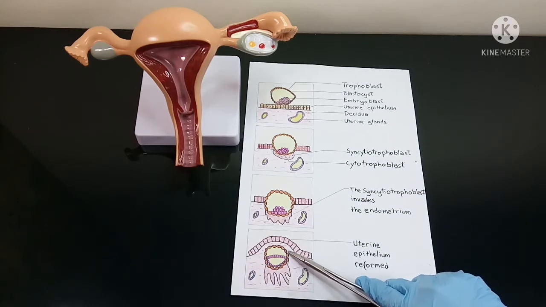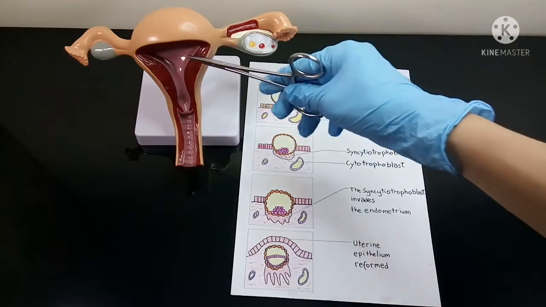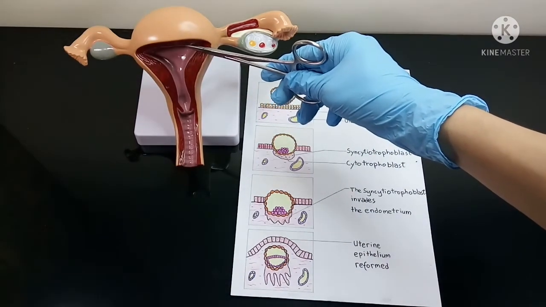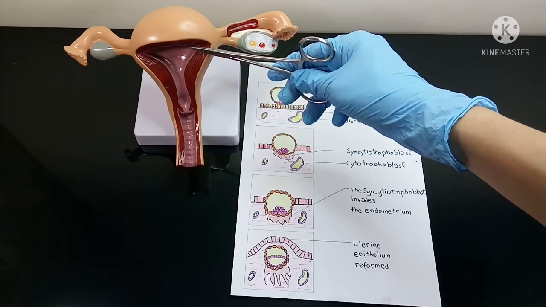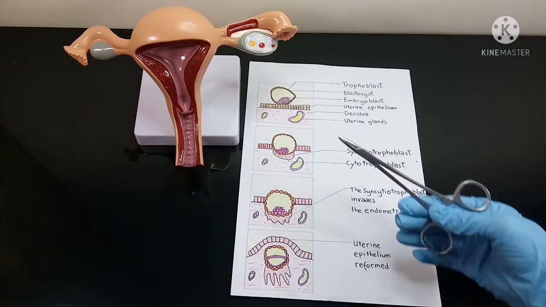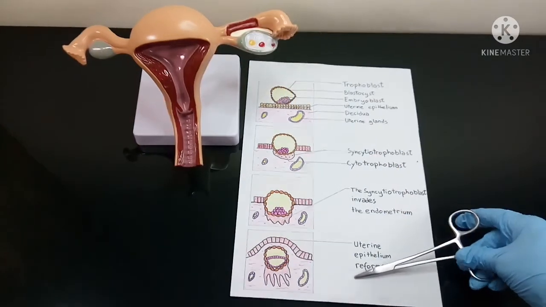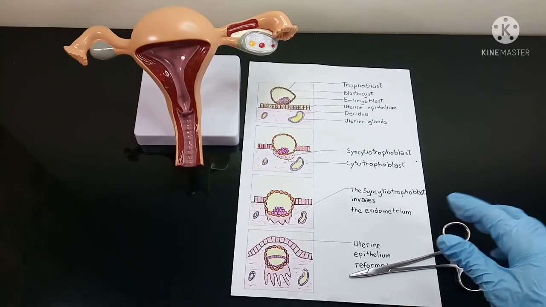Normally, the blastocyst is implanted in the upper part of the posterior wall of the uterine cavity. Implantation is the most crucial aspect of this part of the cycle.